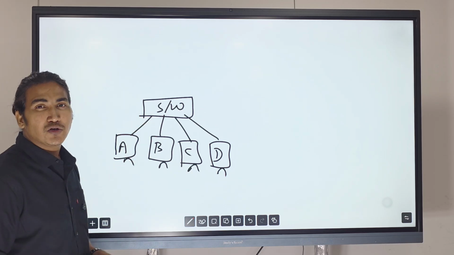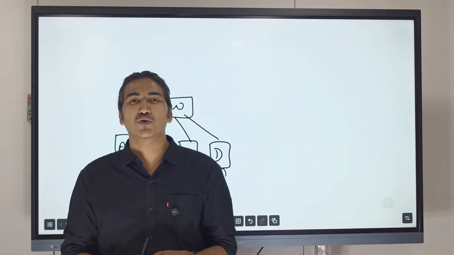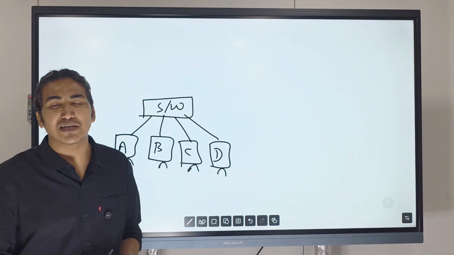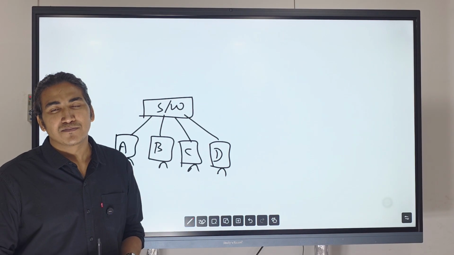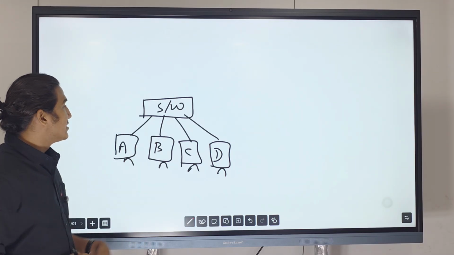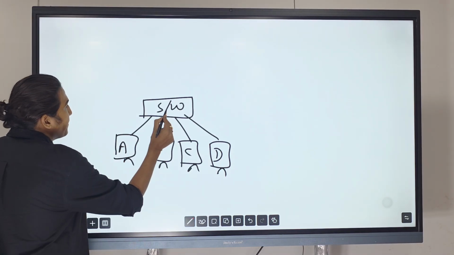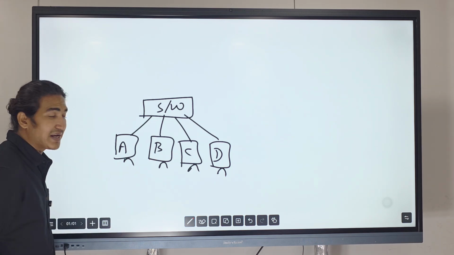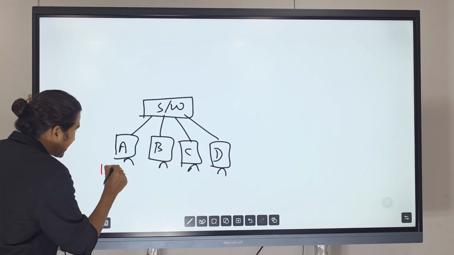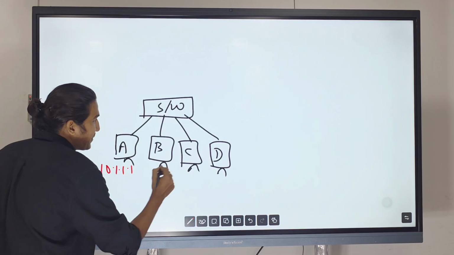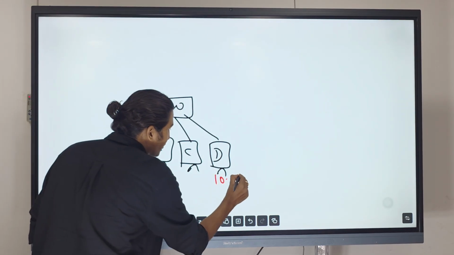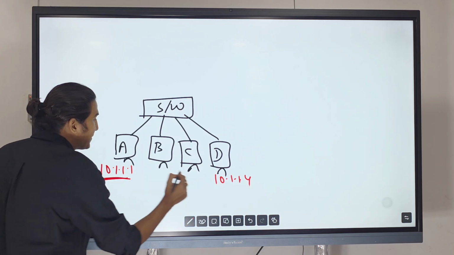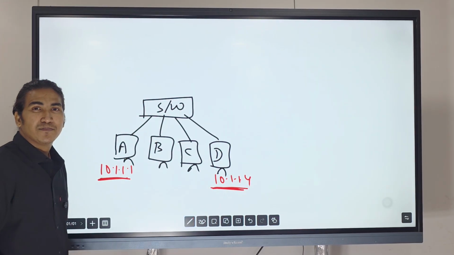So what is a switch here? A switch is a centralized device which is used to connect multiple end devices together or multiple networking devices together. Now, how will the switch enable communication between two end devices? Let's say PC1 and PC2 want to communicate. Here the IP address of PC1 is 10.1.1.1 and the IP address of this PC is 10.1.1.4. So how will the switch forward traffic between PC1 and PC4?